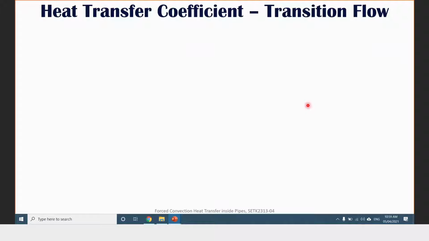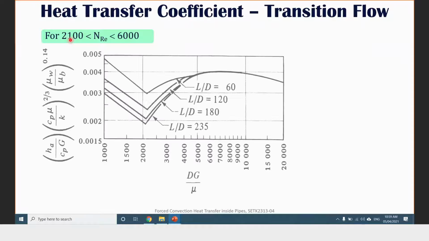Earlier we were talking about the flow between the laminar flow and the turbulent flow. So this is somewhere in the middle. As I've said before, if the Reynolds number is less than 2,100, then it's laminar flow. But if the Reynolds number is more than 6,000, then it's turbulent flow. So we are accounting for the Reynolds number in between 2,100 and 6,000.